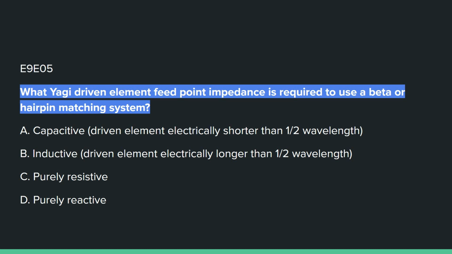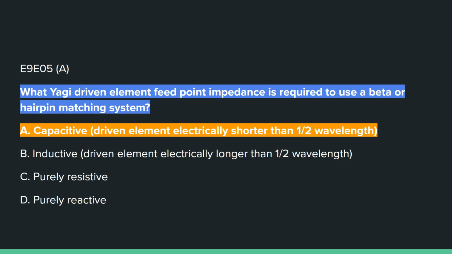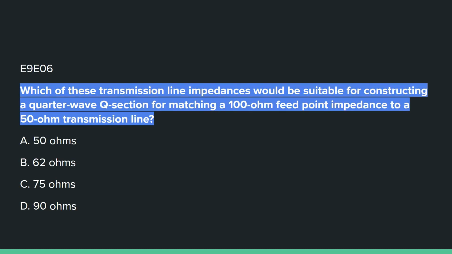E9E05, what Yagi driven element feed point impedance is required to use a beta or hairpin matching system? A. Capacitive; the driven element is electrically shorter than 1/2 wavelength. E9E06, which of these transmission line impedances would be suitable for constructing a quarter wavelength Q section for matching a 100 ohm feed point impedance to a 50 ohm transmission line? C. 75 ohms.